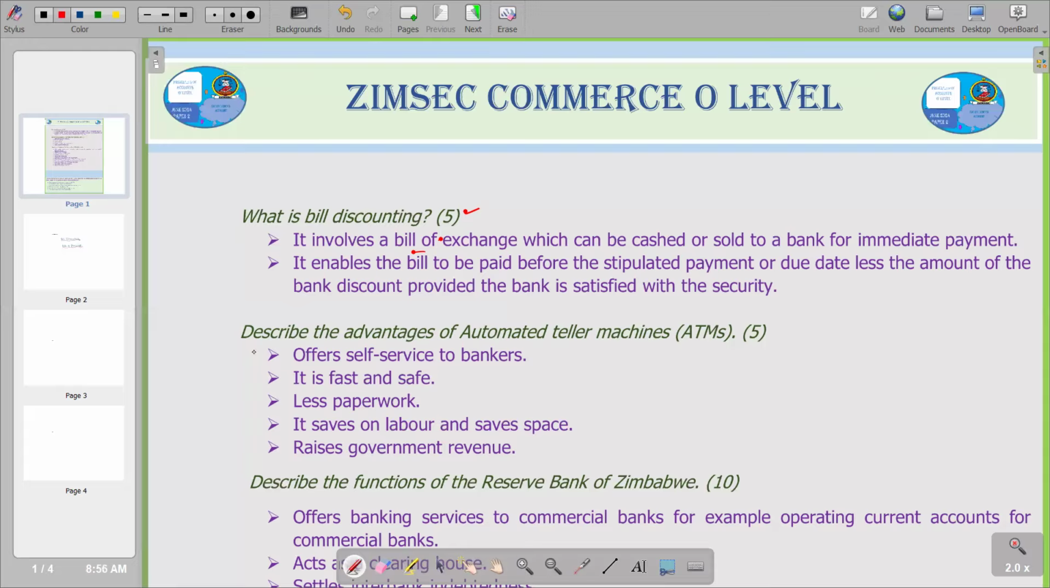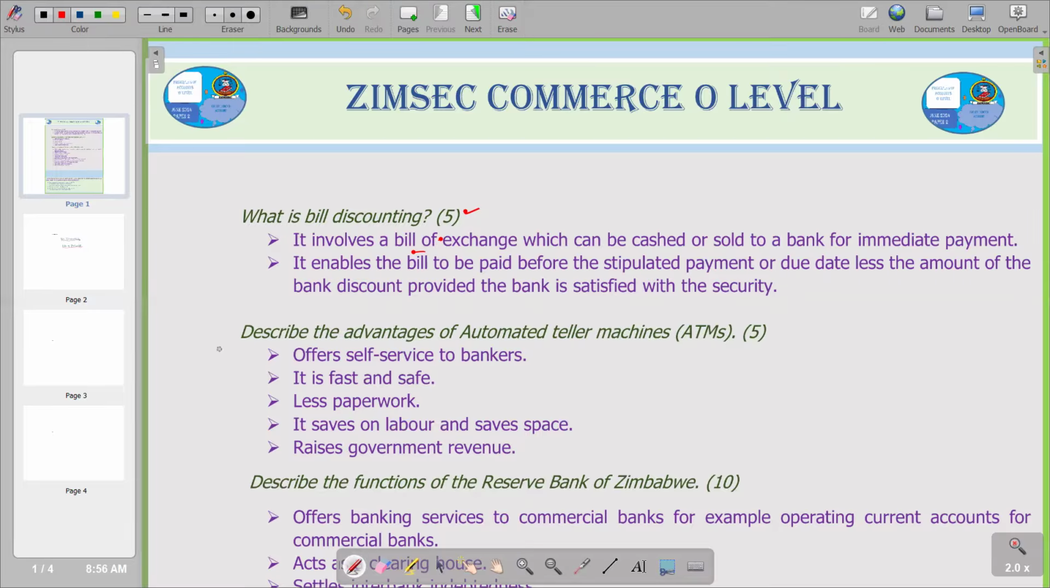Basically, you see that the basis of bill discounting is that the business is in urgent need of money. They need money urgently. So that's why they approach these financial institutions or banks so that they advance the money on the invoices. In other words, they are sort of selling their invoices to those financial institutions or banks. So this is what we mean by bill discounting.